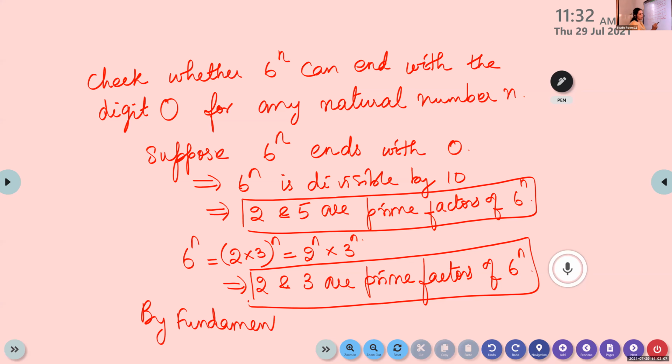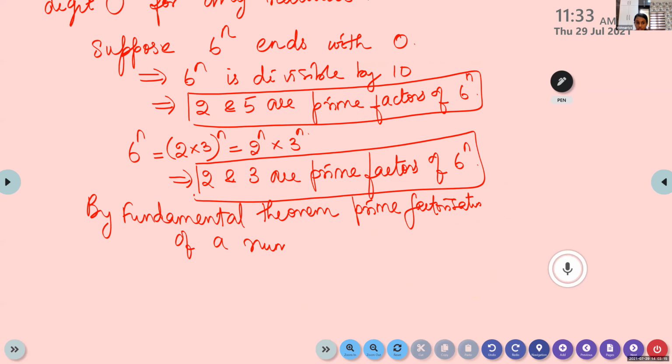Therefore, our assumption is wrong. What is the assumption we took in the beginning? Ends with 0. Therefore, our assumption is wrong. Therefore, 6 raised to n will never end with 0.